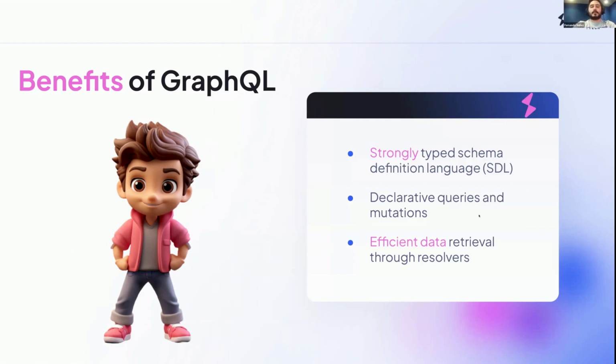Also, the queries and mutations are declarative thanks to the schema, and we have efficient data retrieval through resolvers. We can have some libraries that, for example, Apollo provides, such as the REST data sources, that can help us bring information through different sources that could be a database or a third-party endpoint, and also out-of-the-box approaches, like, for example, some caching that we can easily implement with this.